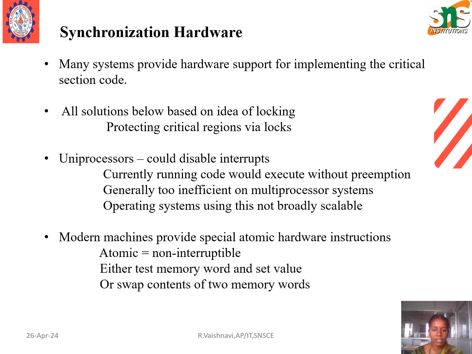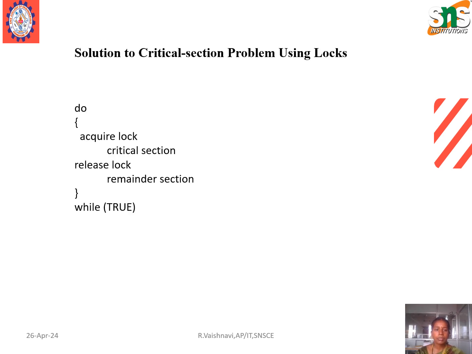Modern machines provide special atomic hardware instructions. Atomic is equal to non-interruptible. Either test a memory word and set its value, or swap the contents of two memory words. Here we have the solution to the critical section problem using locks, that is: do, acquire lock, followed by the critical section, and then release the lock, then the remainder section, and while the condition is true.